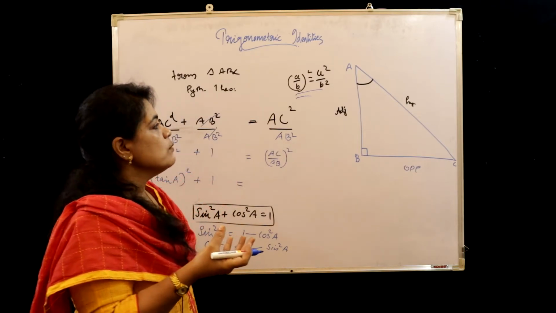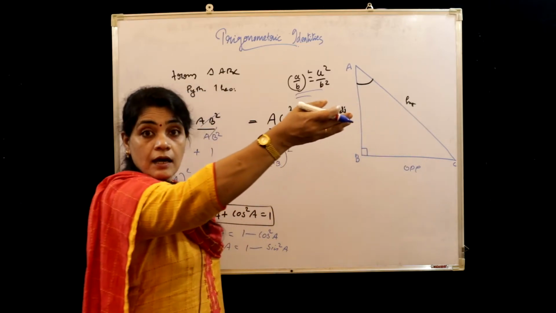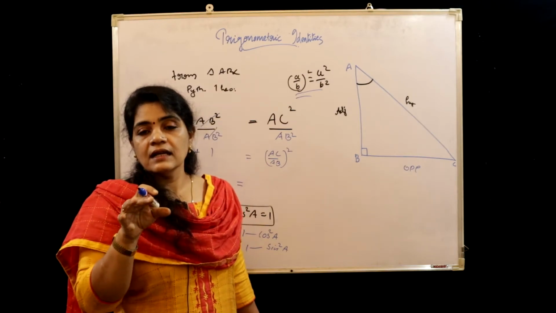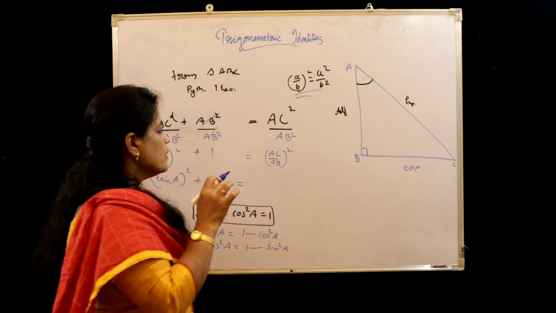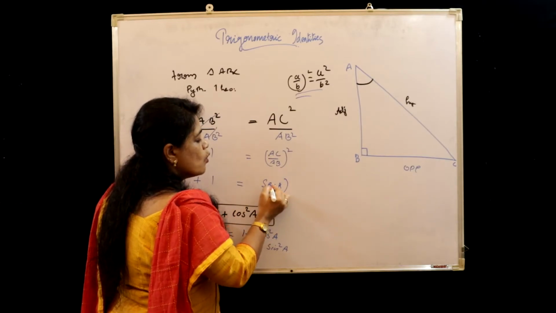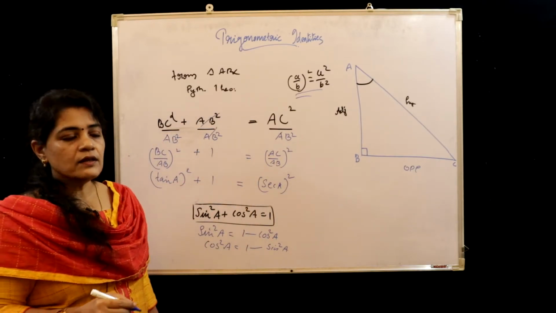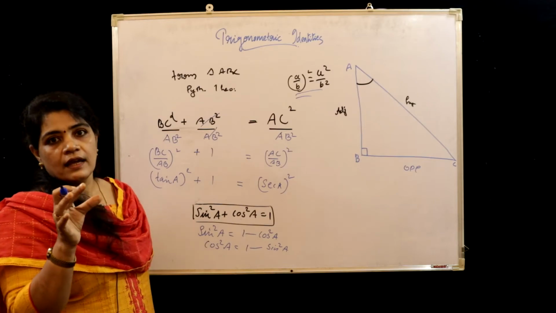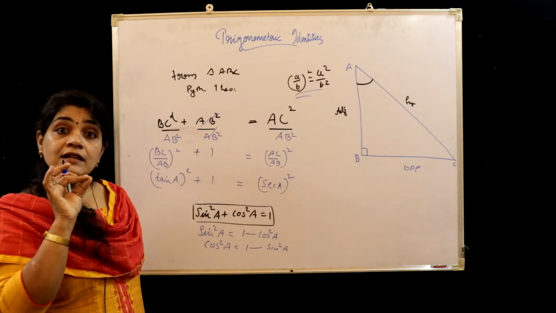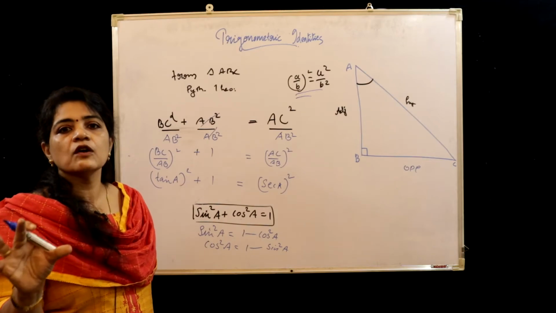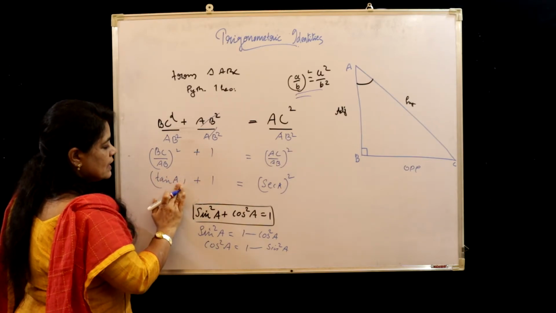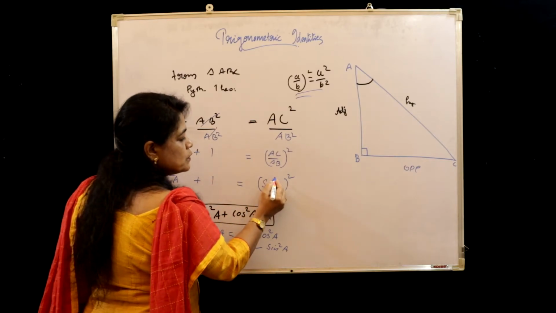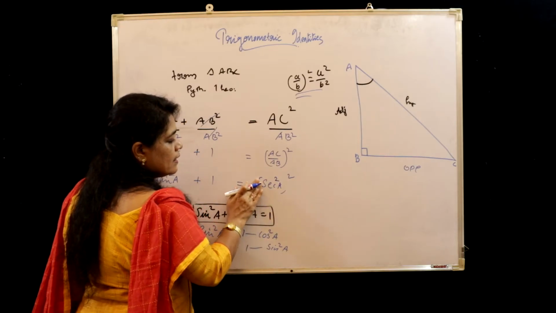What is that ratio? What is the name of that ratio? AC is the hypotenuse and AB is adjacent, hypotenuse by adjacent side, and that is sec. Okay, so sec A whole square. So I already told, tan A whole square is tan square A. Don't write tan A square. Okay, tan square A. We are keeping the angle measurement without any change. So this can be written as, okay, tan square A plus 1 equal to sec square A.